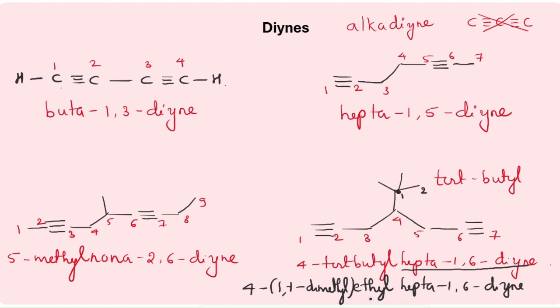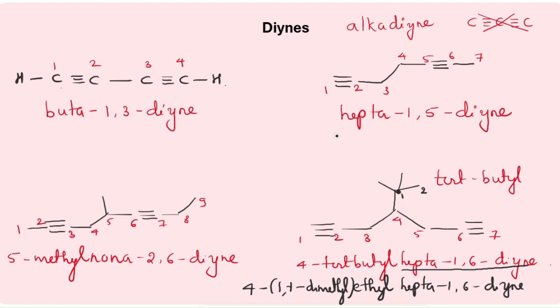And then close the bracket. That shows that these are the substituents on a substituent. So what will be the name of the molecule? 4-(1,1-dimethylethyl)hepta-1,6-diene.